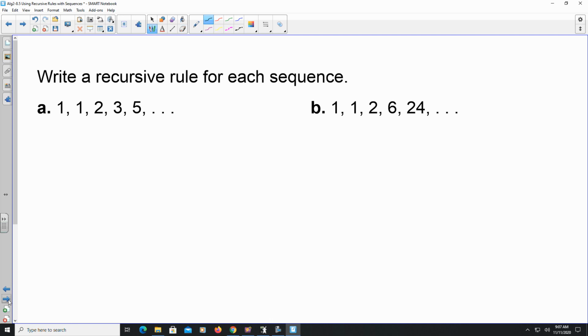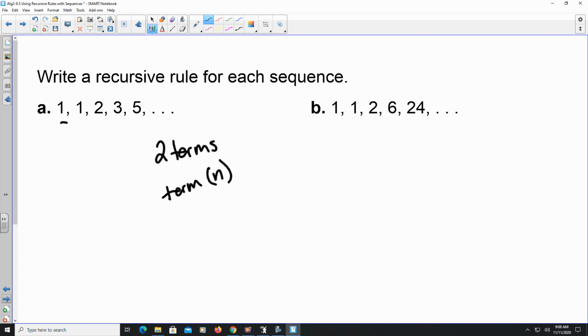Normally what it means is that there's a possibility that we have to use two terms in a sequence to write a rule, or we're going to use our term n with respect to the next term to be able to figure out what our rule will actually be.